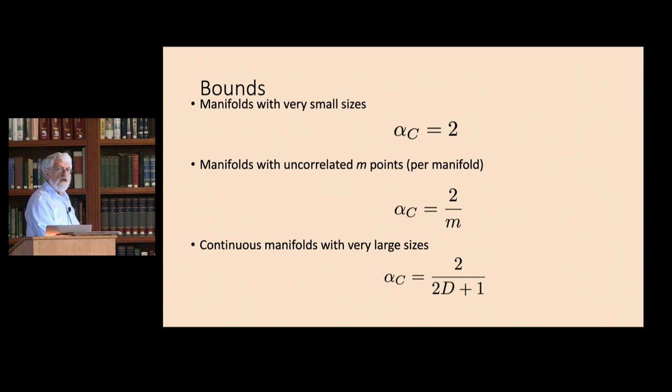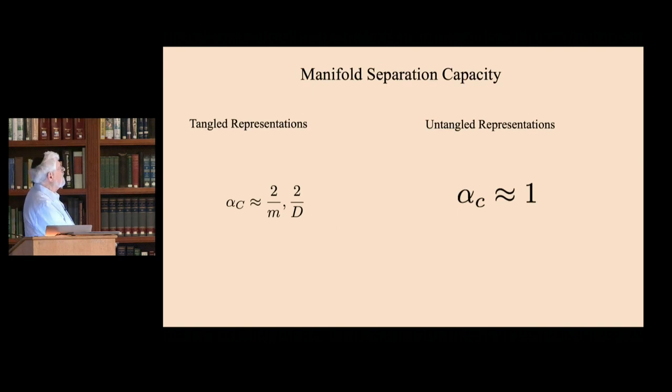The intermediate case will be manifolds which are infinite in extent, or of very large size, but still low dimension. In that case, one can bound the capacity to show that it equals basically 1 over d, where d is the dimensionality of each manifold. So the challenge is that if m is large, either finite but large or infinite, or if the manifolds are low dimensional, in the sense that d is finite and N can go to infinity, but still d is large, 10, 20, 100, 200, and so on, then this capacity will be very small. So we can say that a good representation is one where the capacity is far from these bounds, which can be very small. A good representation is when this alpha is order 1. What is order 1? 0.1, 0.2, or whatever. But it's far away from these bounds.